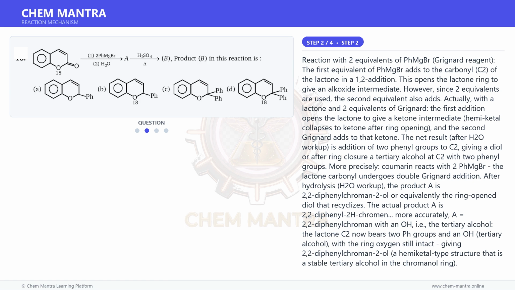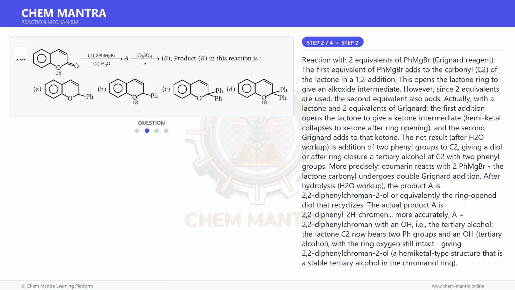Actually, with a lactone and two equivalents of Grignard, the first addition opens the lactone to give a ketone intermediate. The hemiketal collapses to a ketone after ring opening, and the second Grignard adds to that ketone. The net result, after H2O workup, is addition of two phenyl groups to C2 giving a diol, or after ring closure a tertiary alcohol at C2 with two phenyl groups.